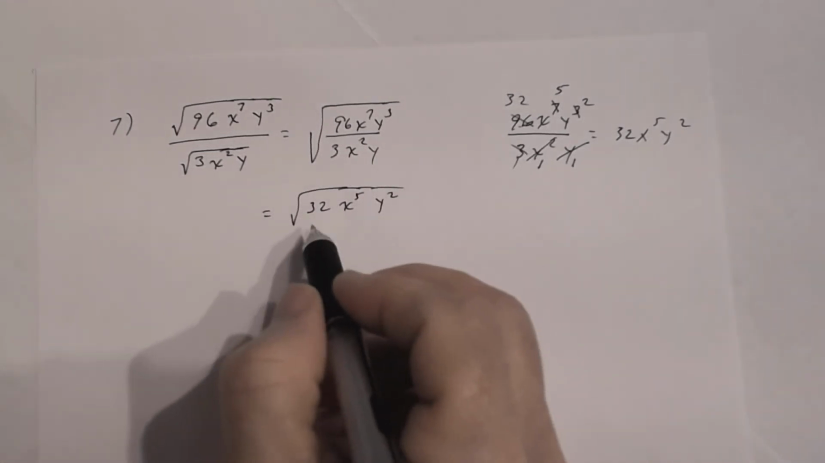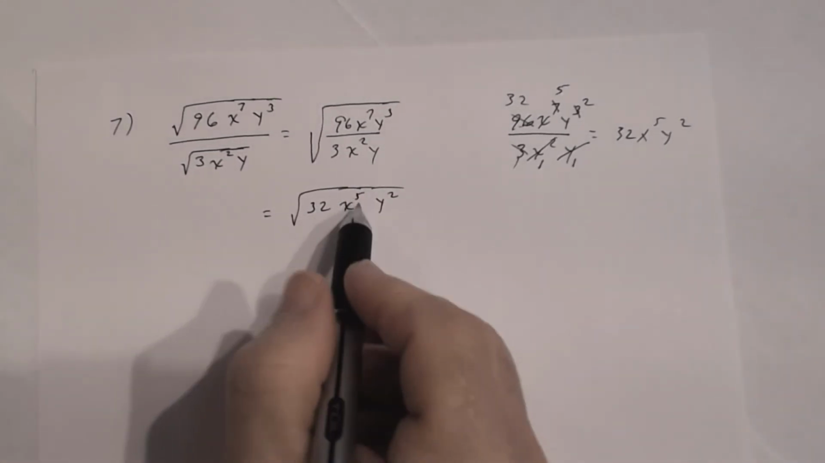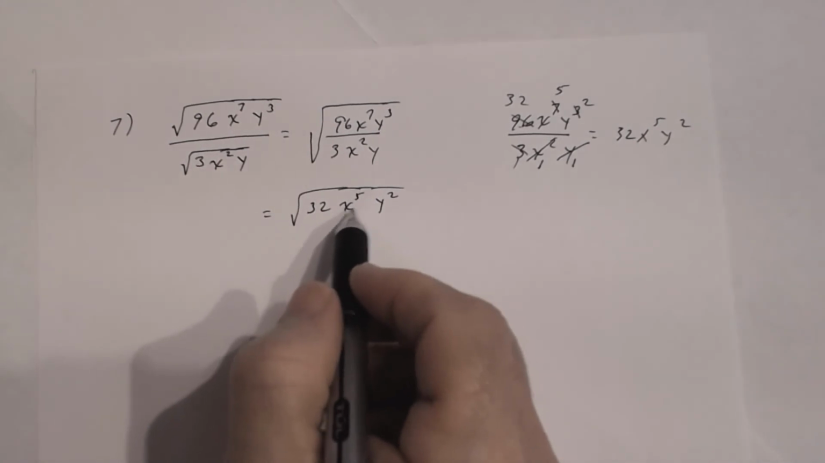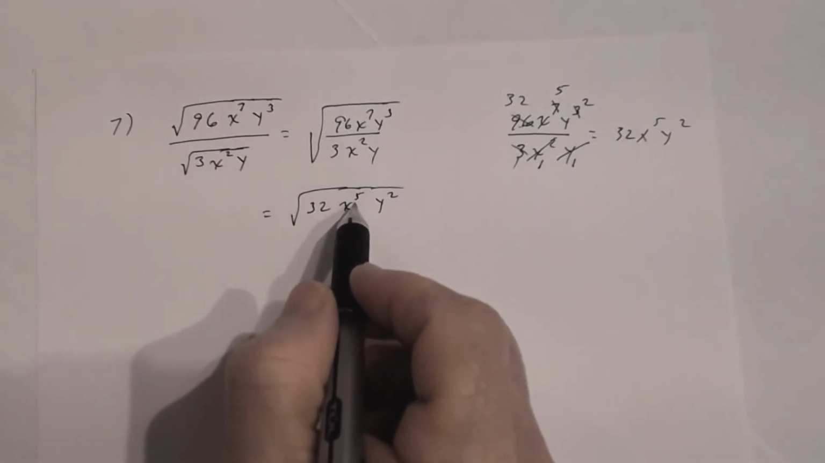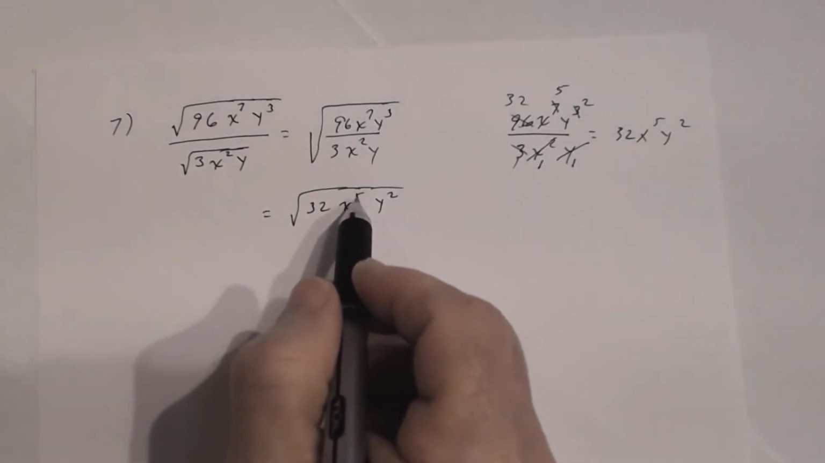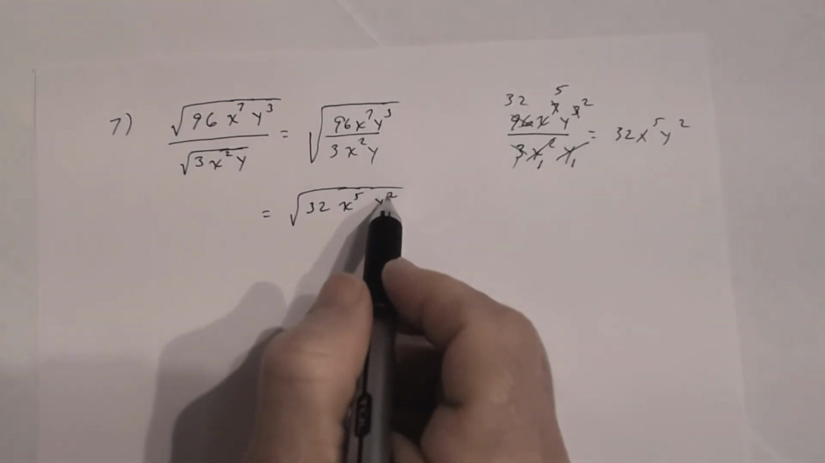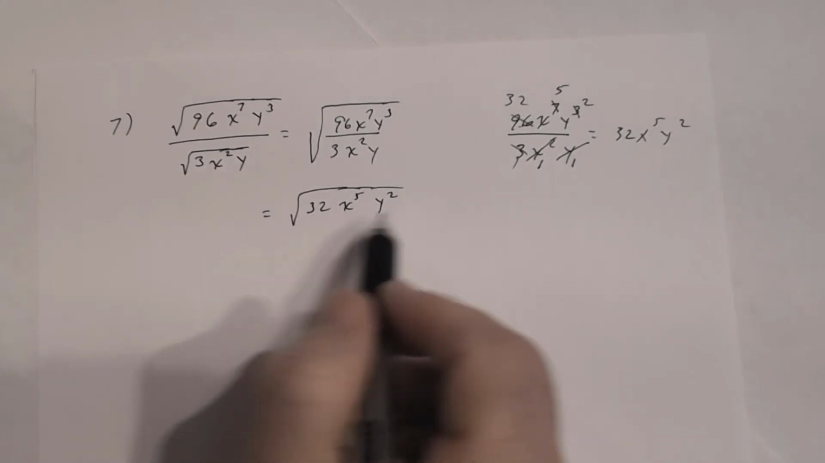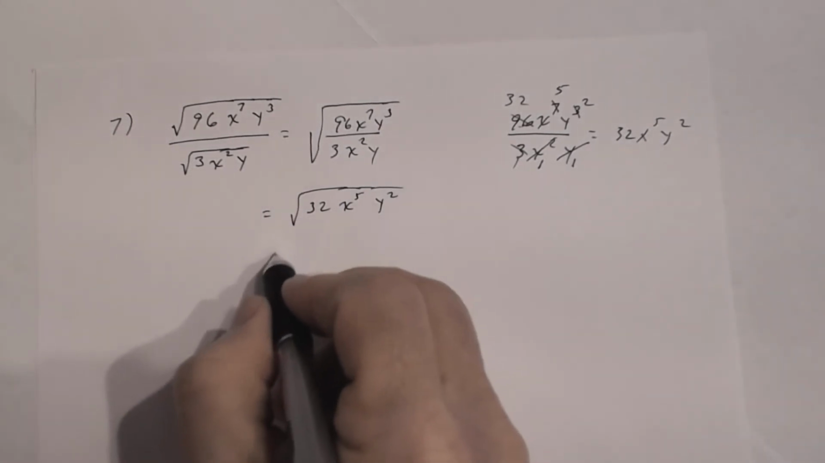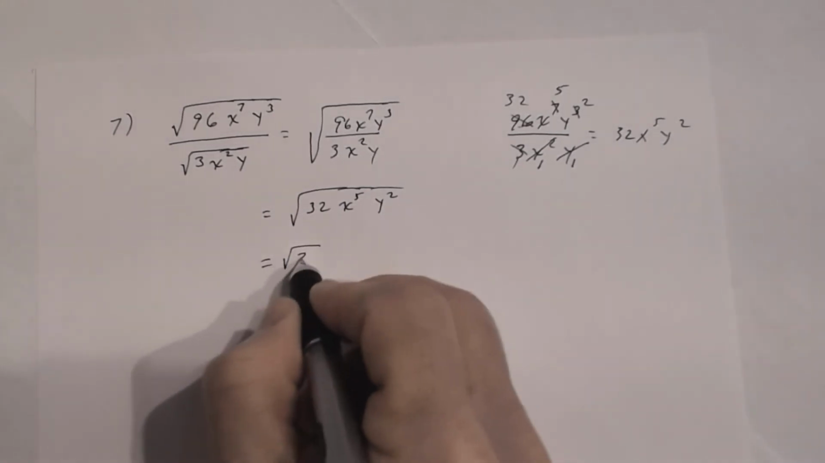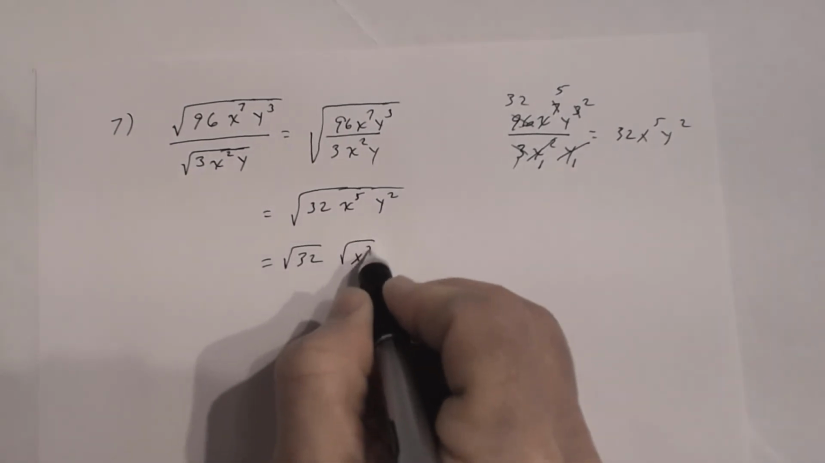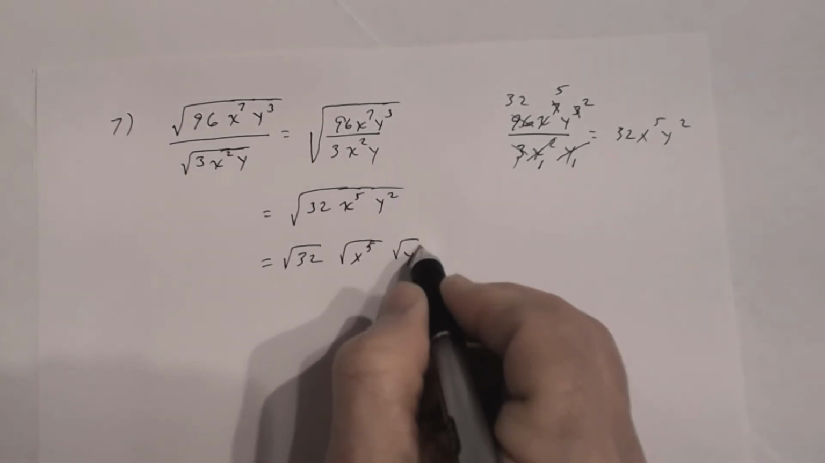All right, now let's simplify this. I can simplify the variables because the exponent here is greater than or equal to the index. And the same thing here, 2 is equal to 2, so I can simplify that. Okay, so using the product rule, I get the square root of 32 times the square root of x to the 5th times the square root of y squared.